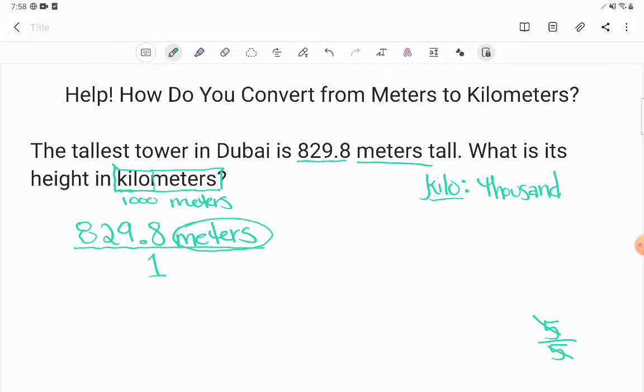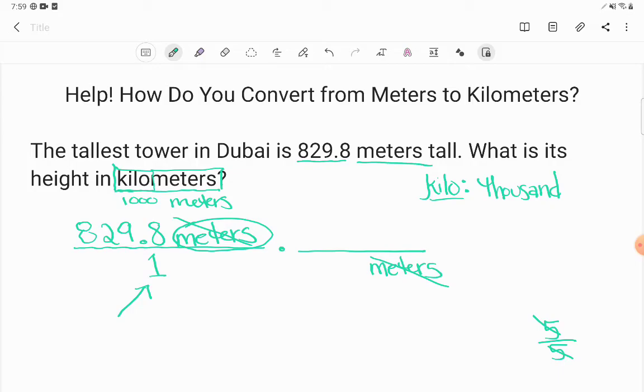So in this case, I want meters to go away. Right now it's on the top of a fraction. And you might say, Kate, why'd you put the 1 there? I didn't even talk about it, sorry. But I can turn any number into a fraction by putting it over 1, so I did. So I see the meters is on top of this fraction, so I'm going to throw the meters on the bottom of this fraction. So that'll get them to cancel out. Meters and meters will cancel out.